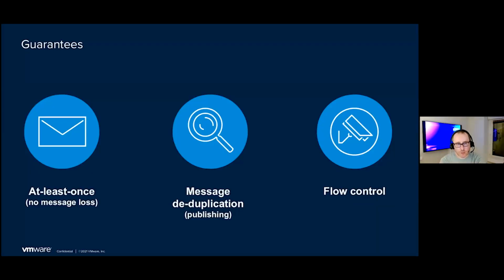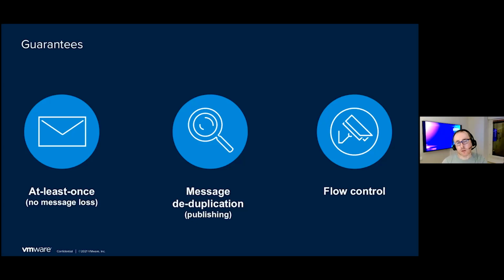Okay, so about the guarantees that we have in streams. We have at-least-once guarantees. It means no message loss. There's a publish confirm mechanism which works the same as the AMQP publish confirm mechanism. It consists in getting an asynchronous acknowledgement once the message has been persisted and replicated, has been taken into account by the broker.